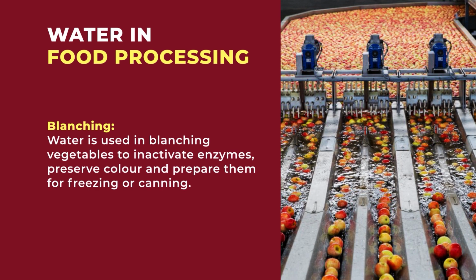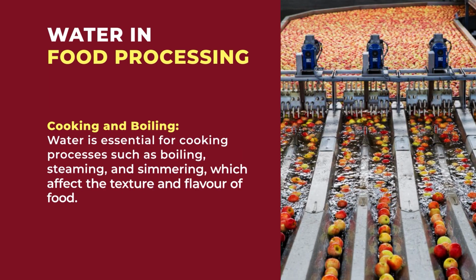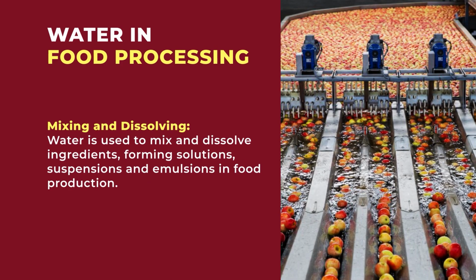Blanching, particularly of vegetables, is done to inactivate the enzymes and preserve the color. The next is cooking and boiling. It is essential for cooking processes such as boiling, steaming and simmering, which affect the texture and flavor of the food. Then water in food processing also involves mixing and dissolving, where you want to dissolve any of the ingredients, or to make a suspension, it is used.